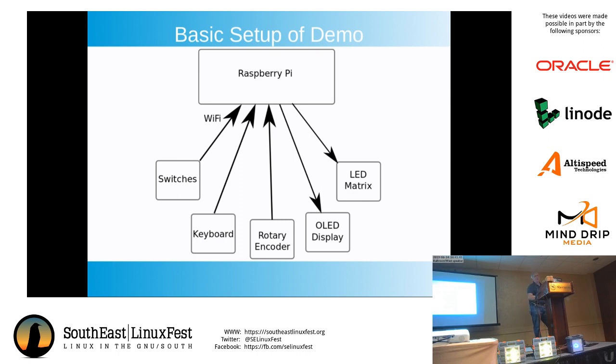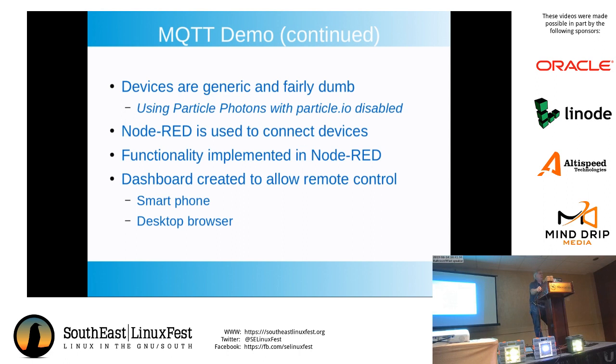The Raspberry Pi is the hub. All of these devices feed into the Pi. Okay, I'll talk about the devices. I'm trying to define them as dumb, so they don't do anything. They're basically like a keyboard and a display, that level of dumbness. They're not supposed to do anything. All the functionality is implemented up in Node-RED.